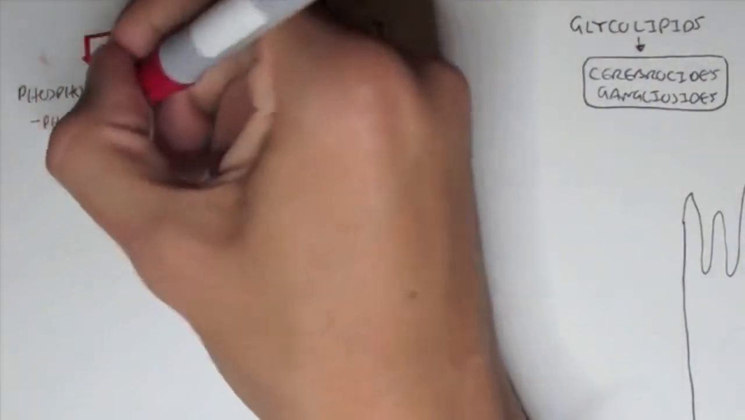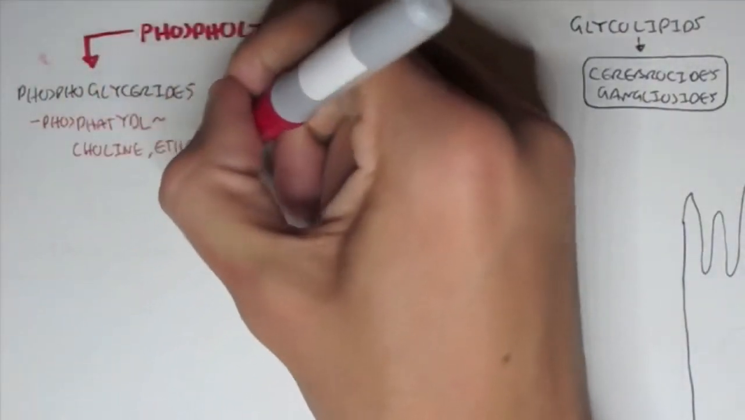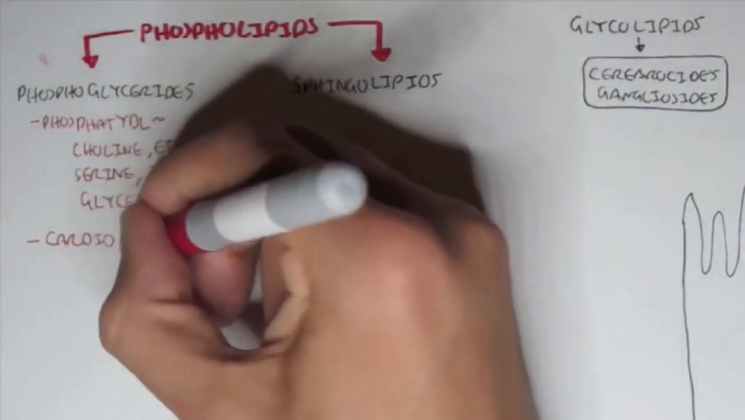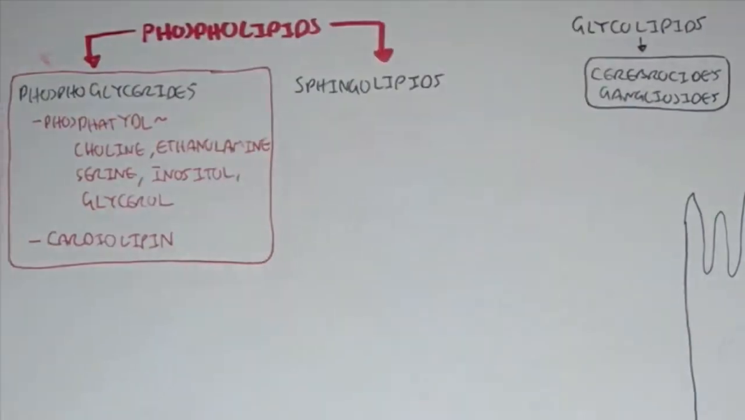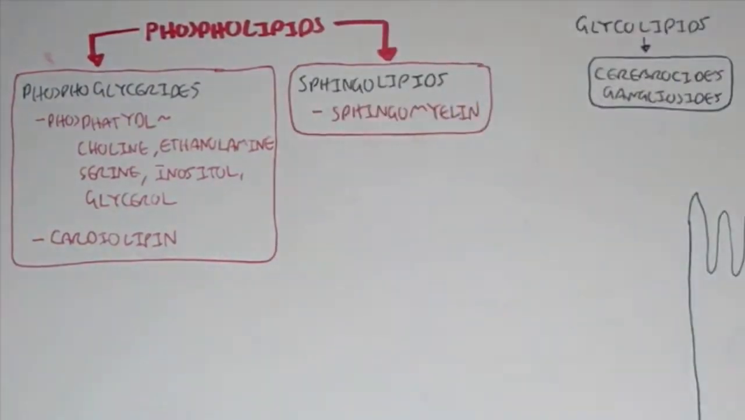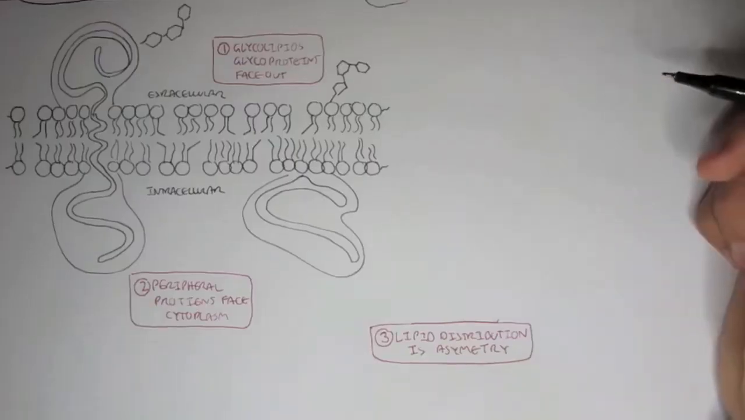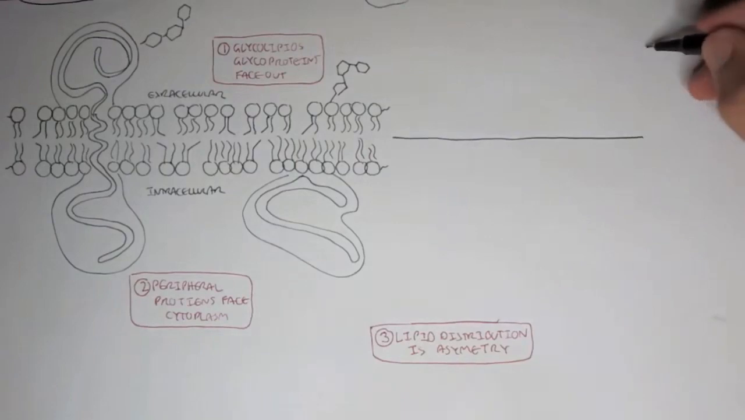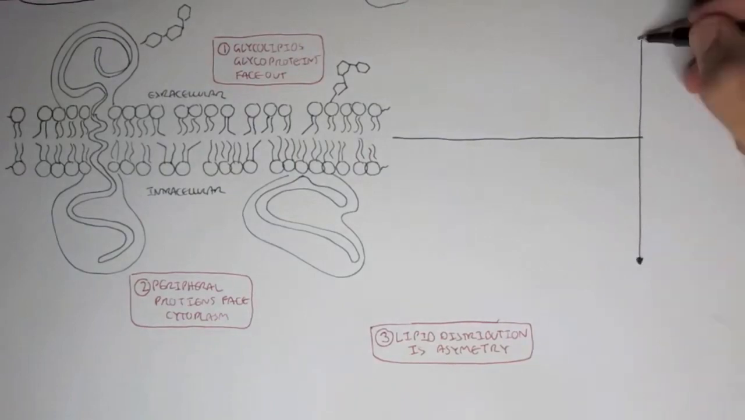The phosphoglycerides, we have phosphatidylcholine, phosphatidylethanolamine, phosphatidylserine, phosphatidylinositol, phosphatidylglycerol, and cardiolipin. For the sphingolipids, we have sphingomyelin. So these are the different types of lipid membranes, right? So going back here again, number 3, the lipid distribution is asymmetrical.